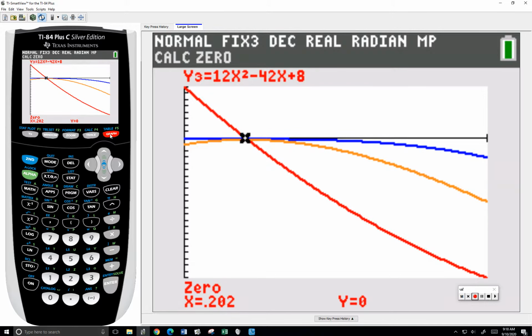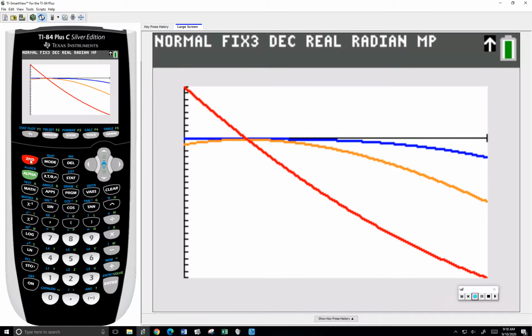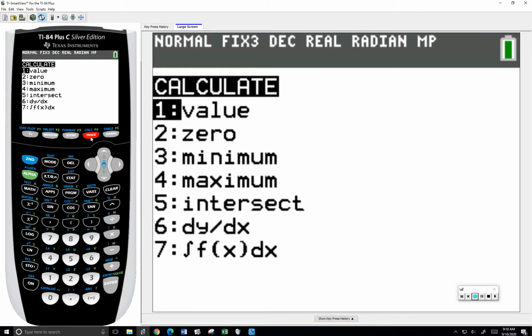So I'm on the graph. I go second. It's actually the calculate menu, but it's the trace button. I want to choose 0.